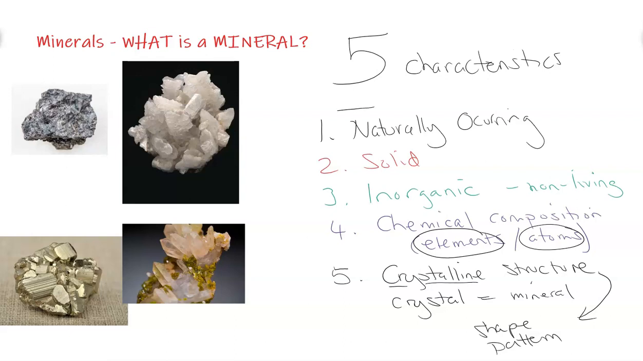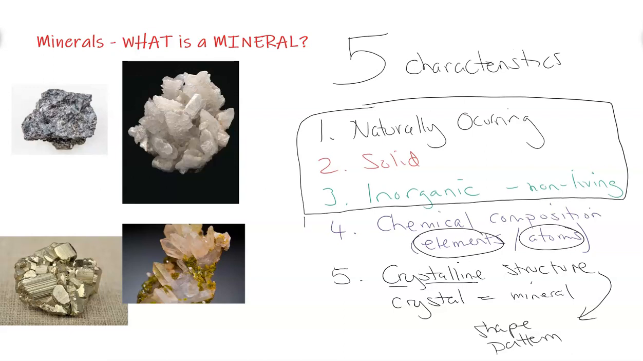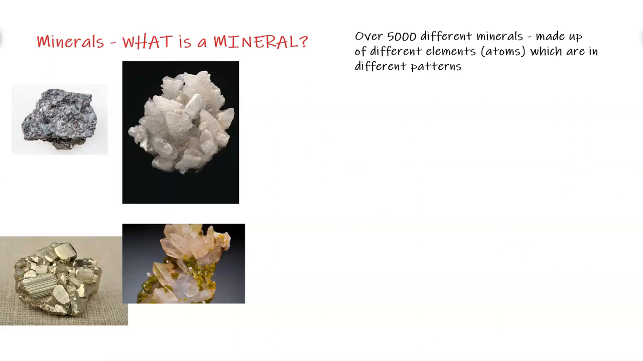So these three are pretty much the generic three. And then obviously the next two, chemical and crystal, they have to have that, but they can vary in the elements and atoms that make up each mineral, and it can vary or change the different kinds of structures that can be made with these different minerals. So there's over 5,000 different minerals that scientists have established and looked at, and these are made up of different elements, which are basically a series or one of an atom, which occur in different patterns.